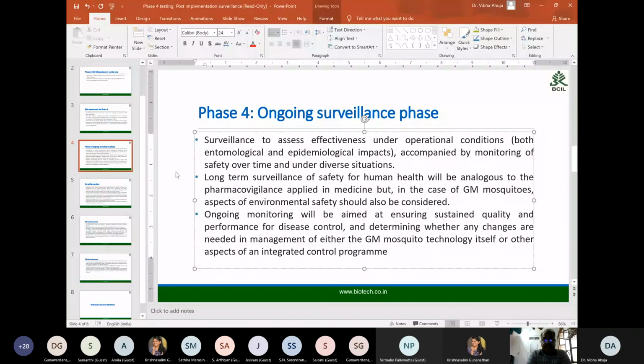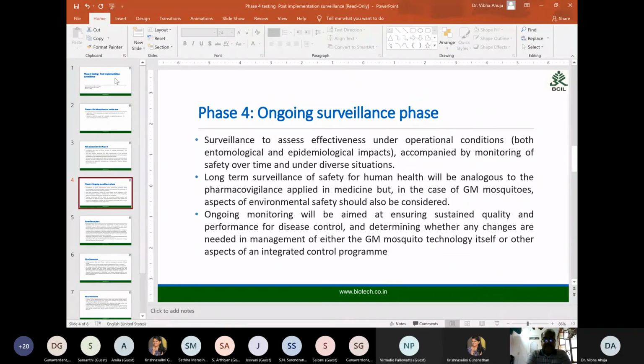Thank you so much, Professor Tyagi, for presenting a very informative presentation. Now we would like to invite Dr. Vibha, our international consultant, to present on phase 4 testing, post-implementation surveillance. Please, madam.